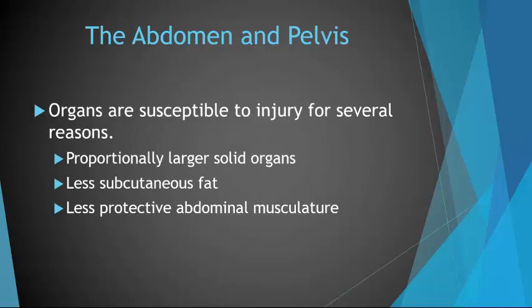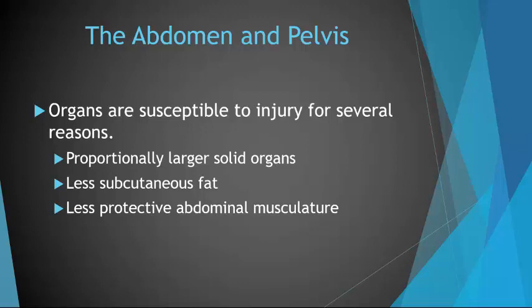Within the abdominal cavity, the abdominal organs of an infant or child are susceptible to injury for several reasons. The abdominal wall is thin, so the organs are closer to the surface, and compared to adults, children have proportionally larger solid organs which take up more space in their abdominal cavity, less subcutaneous fat, and less protective abdominal musculature. Abdominal distension in a healthy infant is due to two factors: weak abdominal muscles and larger solid organs.